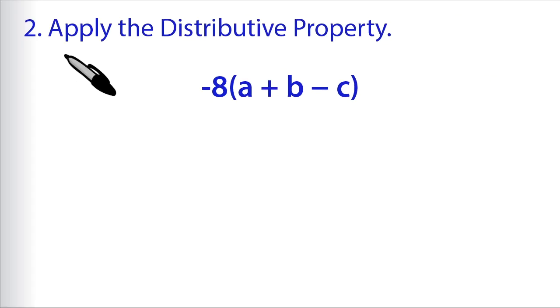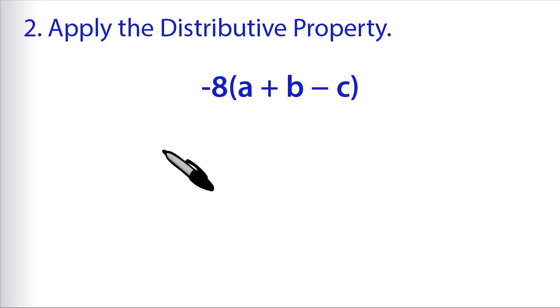For problem 2, we need to apply the distributive property, and we're given negative 8 times the group a plus b minus c. Now this one's a little trickier because of the negative 8 and the minus c, but the rules are the same. We just have to be careful that we pay attention to the negatives and the minuses. So we'll distribute a copy of this negative 8 to each member of this group.